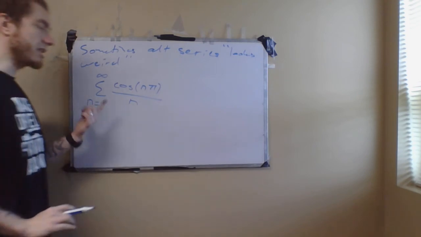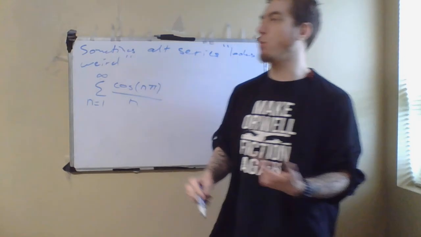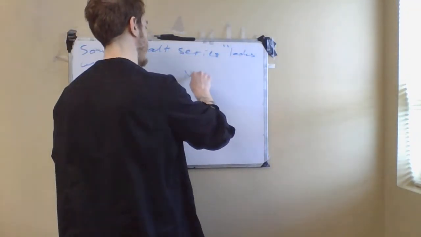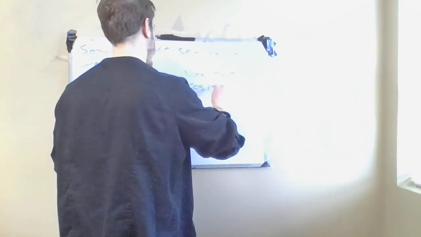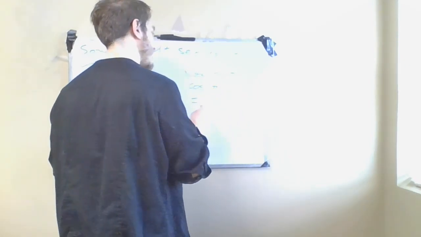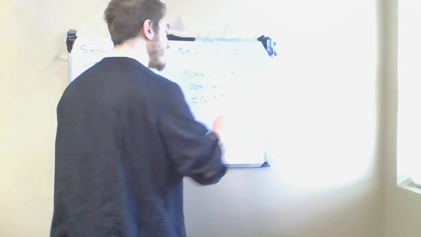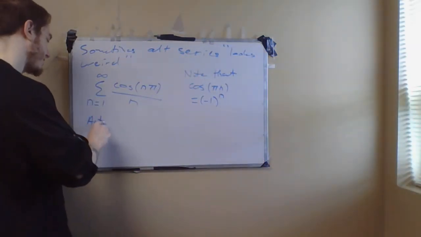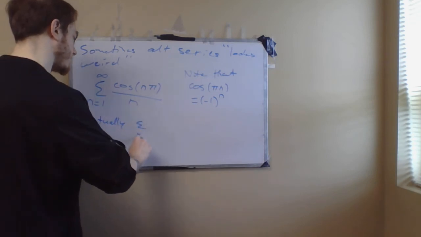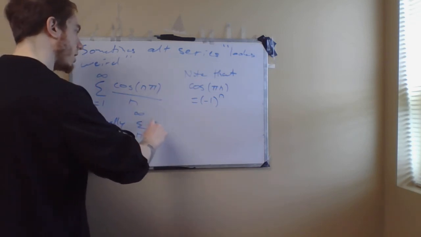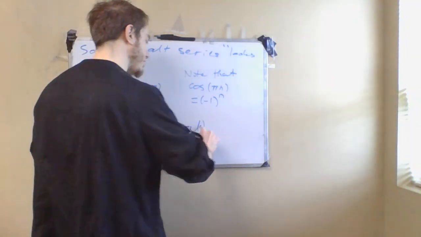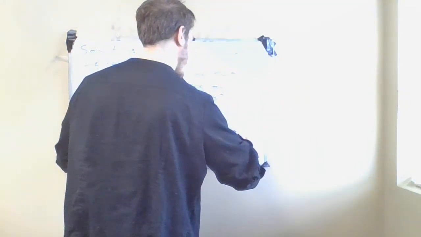Now, this doesn't really look like an alternating series. Where is the minus 1 to some power? Well, the fact is, notice that the cosine of pi times n is actually equal to minus 1 raised to the nth power. So therefore, this is actually the sum from n equals 1 to infinity of minus 1 raised to the n divided by n, which is the alternating harmonic series.